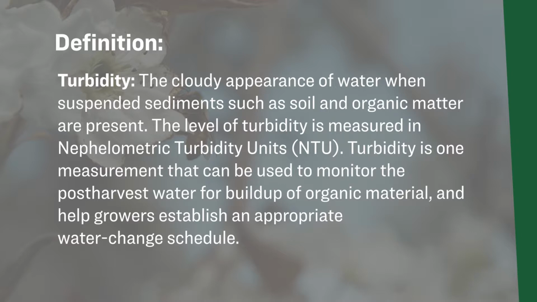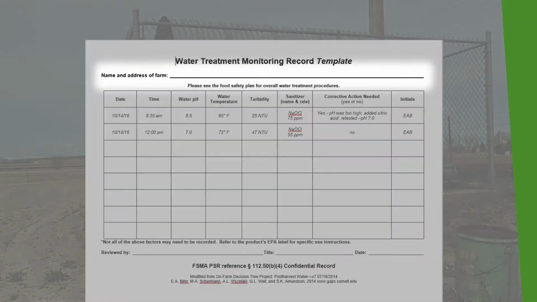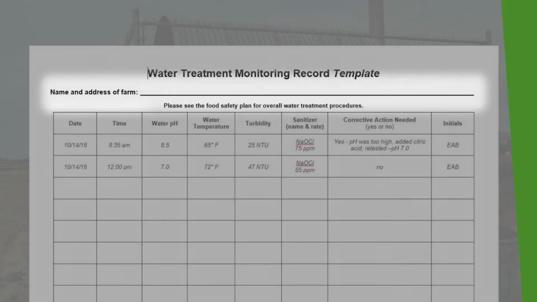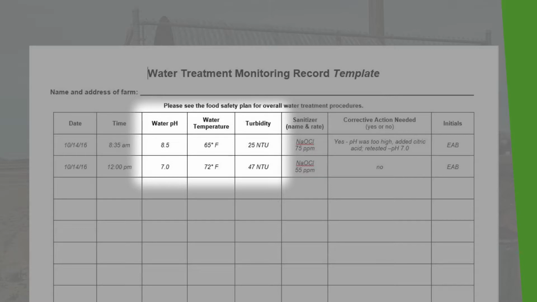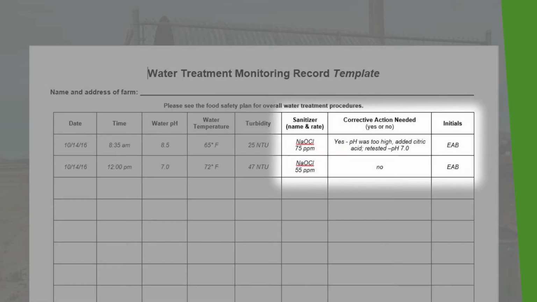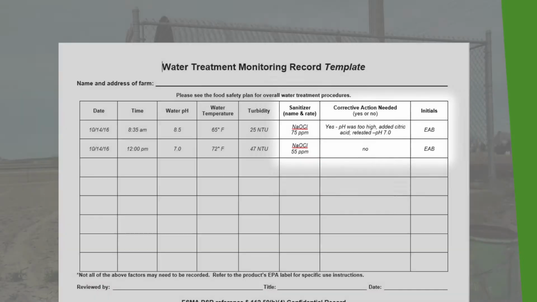It is important to review chemical labels and directions for treatments used. All treatments used must be EPA approved for their intended use. This template illustrates the use of chlorine to treat your water. Records would need to include name and address of the farm, date, time, water pH levels, water temperature, turbidity, chlorine sanitizer level, corrective action if needed, and initials of the person conducting the monitoring.